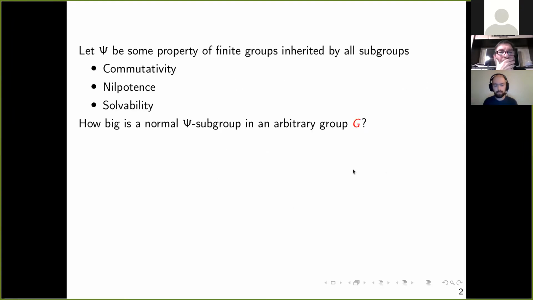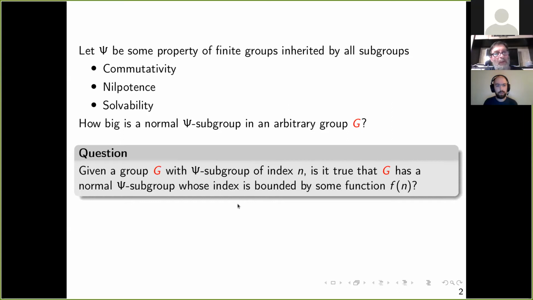As mentioned in the topic, all groups here are going to be finite. So let psi be some property of finite groups inherited by all subgroups. For example, it can be commutativity, nilpotence, or solvability. A natural question to ask is, how big is a normal psi subgroup in the finite group G? Well, let's formulate it a bit more precisely. Assume that we have a finite group G and some psi subgroup in it of index n. Is it true that G has a normal psi subgroup whose index is bounded by some function f of n?